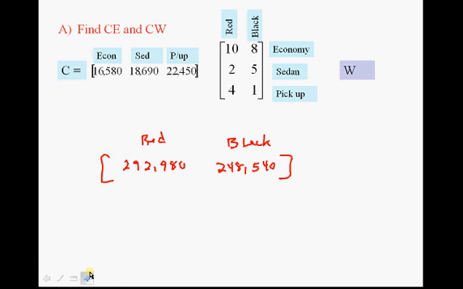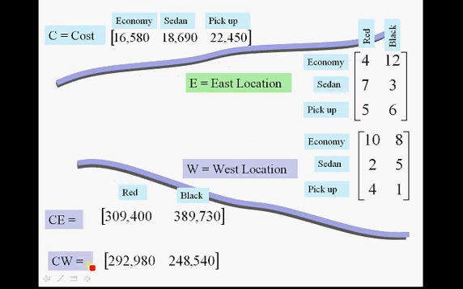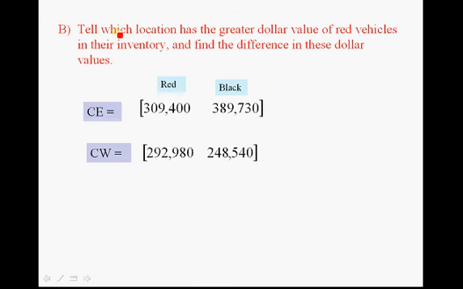Okay, make sure you understand how to multiply matrices. So here it is: the dollar value of red vehicles at the east side, the dollar value of black vehicles at the east side, and so on for the west side. Alright, it says, tell which location has the greater dollar value of red vehicles in their inventory and find the difference in these dollar values.